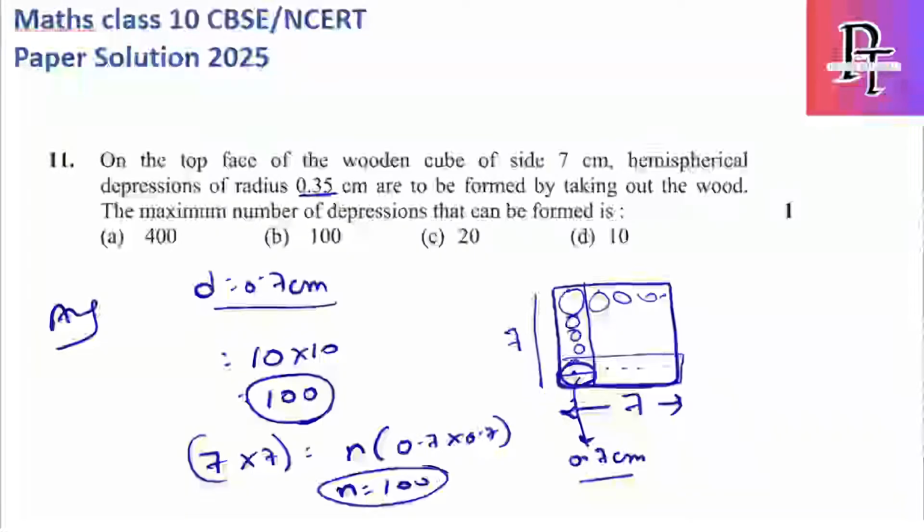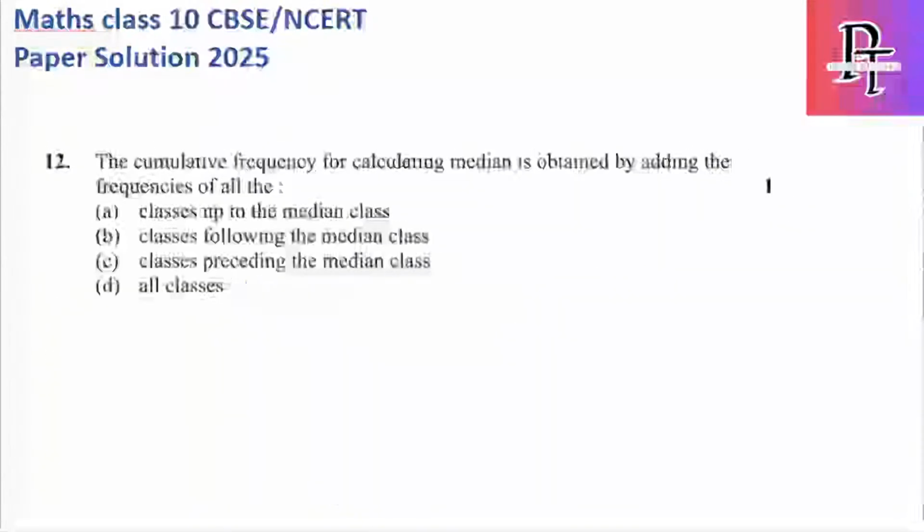Okay, so this hemisphere is nothing but the small square, I can say, because I'm not considering the depth. I'm only talking about the horizontal area. Okay, move to the 12th one.